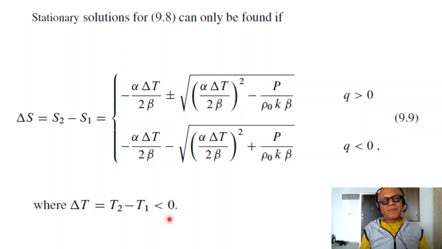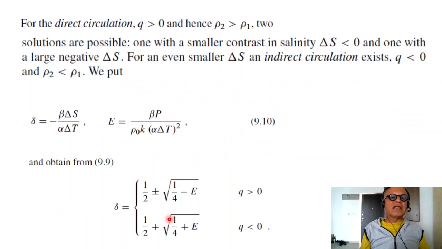So the warm box is always warm. We don't allow the temperature gradient to reverse. Okay, for direct circulation, Q is greater than 0, so water is being taken from the warm box and moved to the cold box. So rho 2 is greater than rho 1, so warm box is lighter.